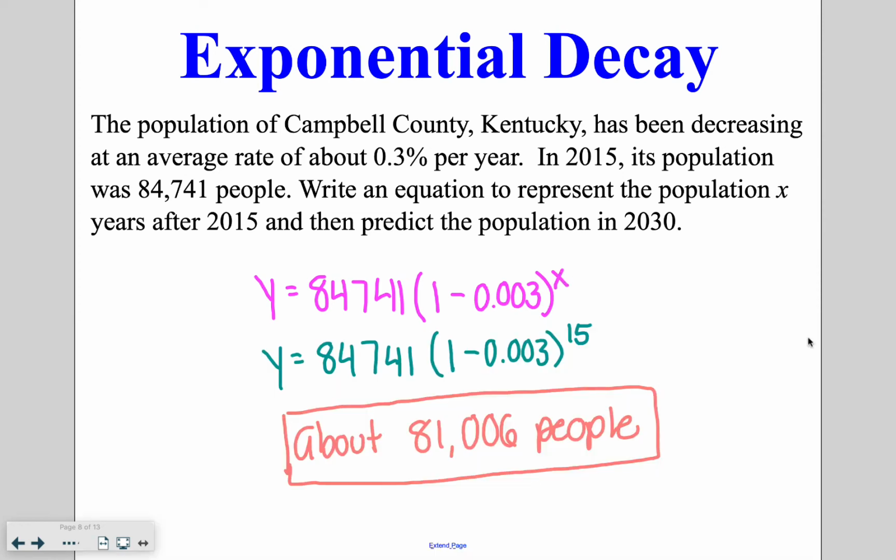So we plug in an exponent of 15 because it has been 15 years in this problem. And we round this one to the whole number. You cannot have a decimal of a person. So we've got approximately 81,006 people in this county.